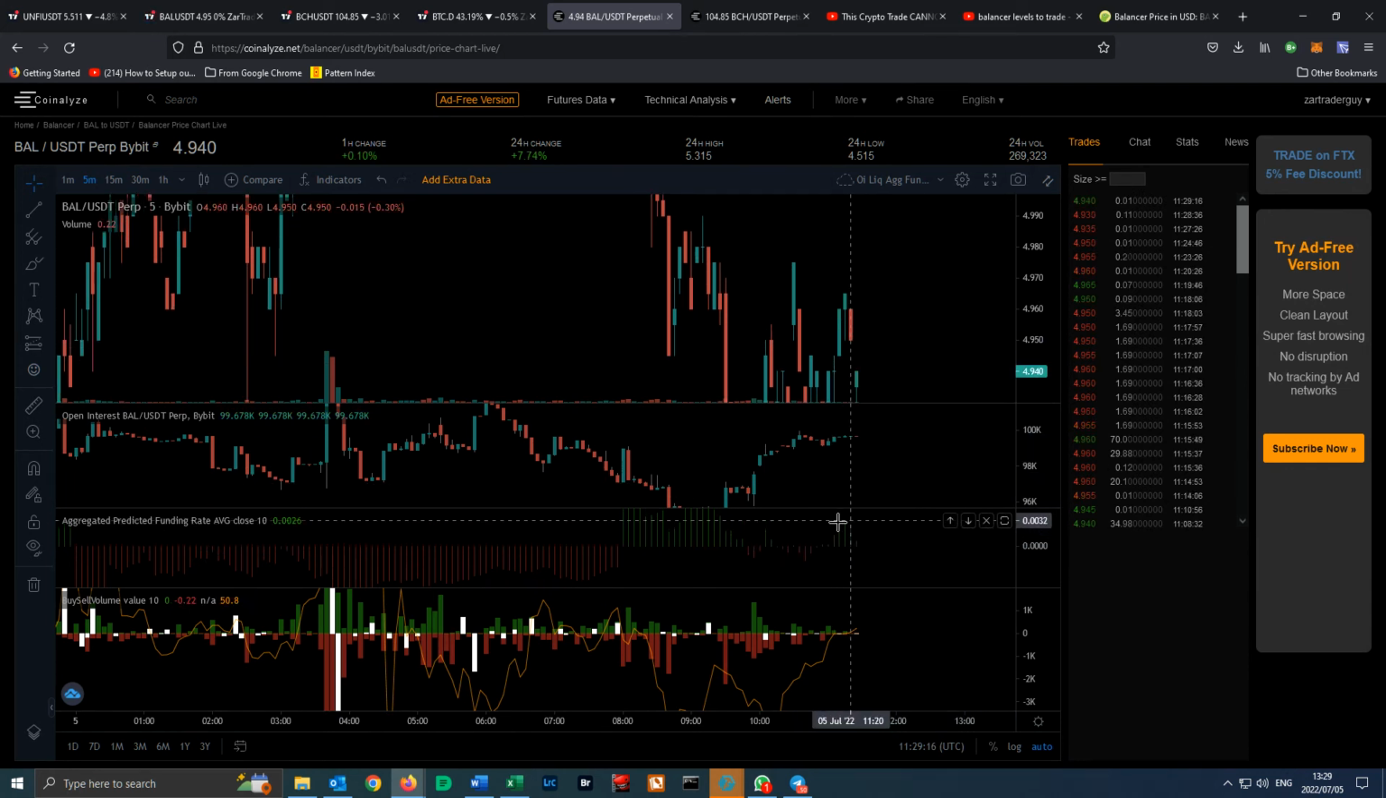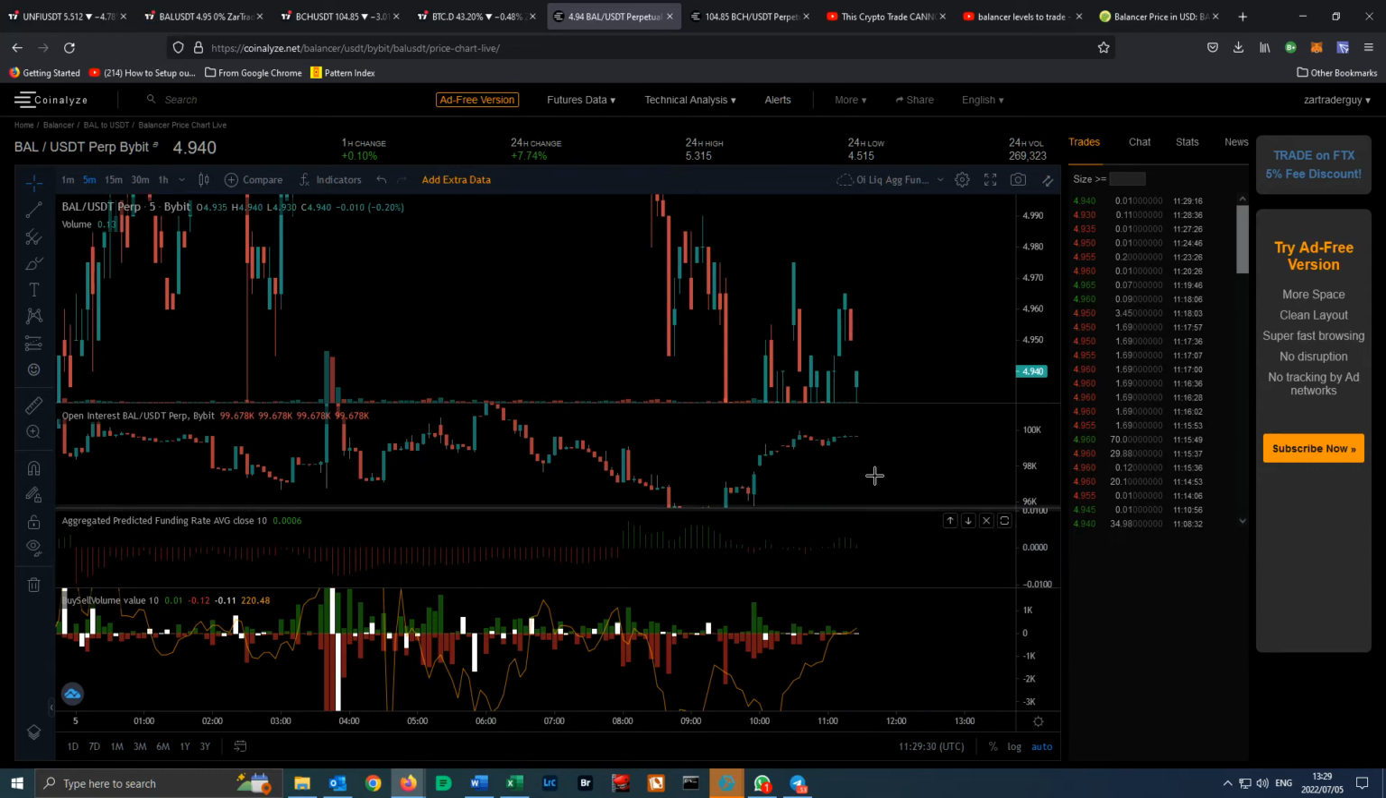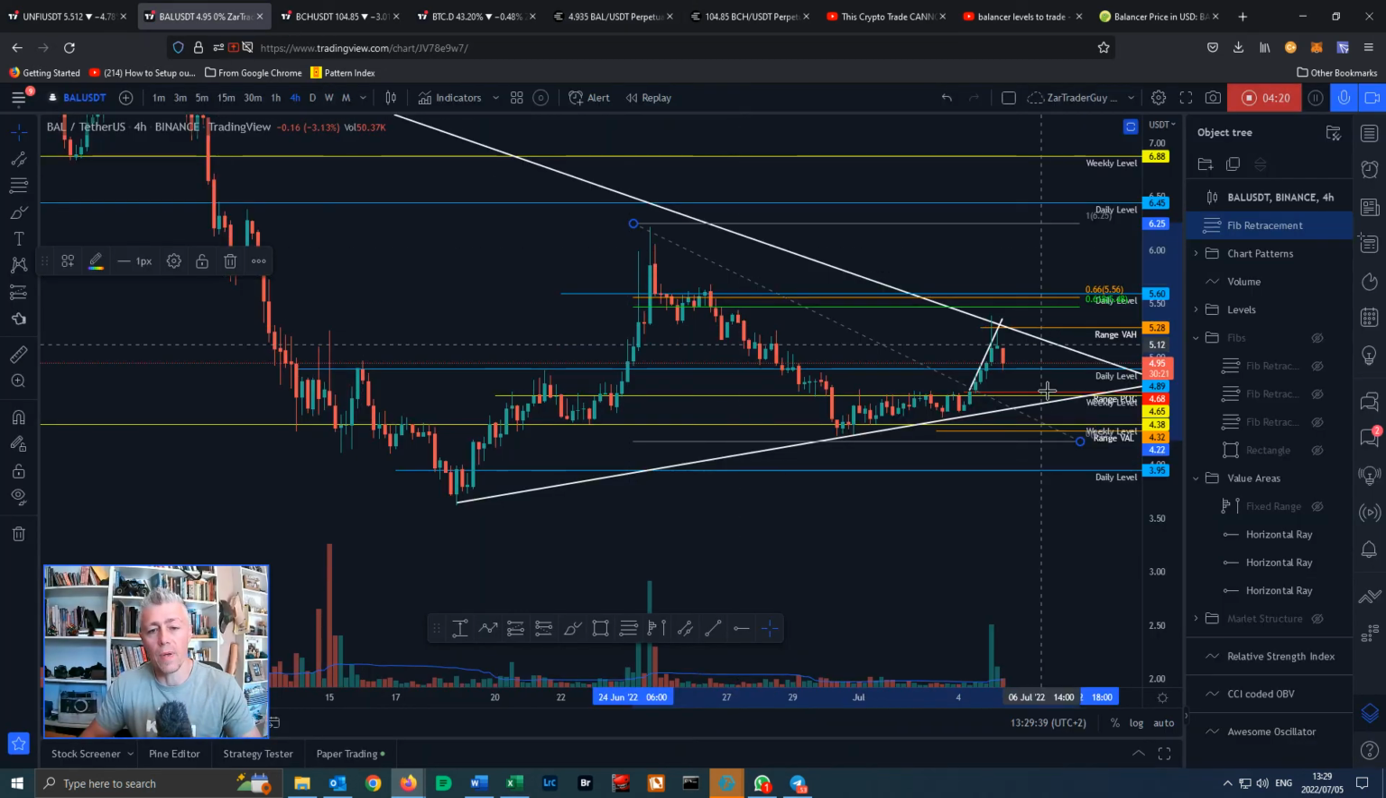Our aggregated predicted funding rate is showing that we have more longs opening. An aggregated funding rate is an accumulation of all the exchanges. Sometimes if that rate of longs increases, the big traders counter trade that, so you've got to be careful of it possibly dumping lower down.